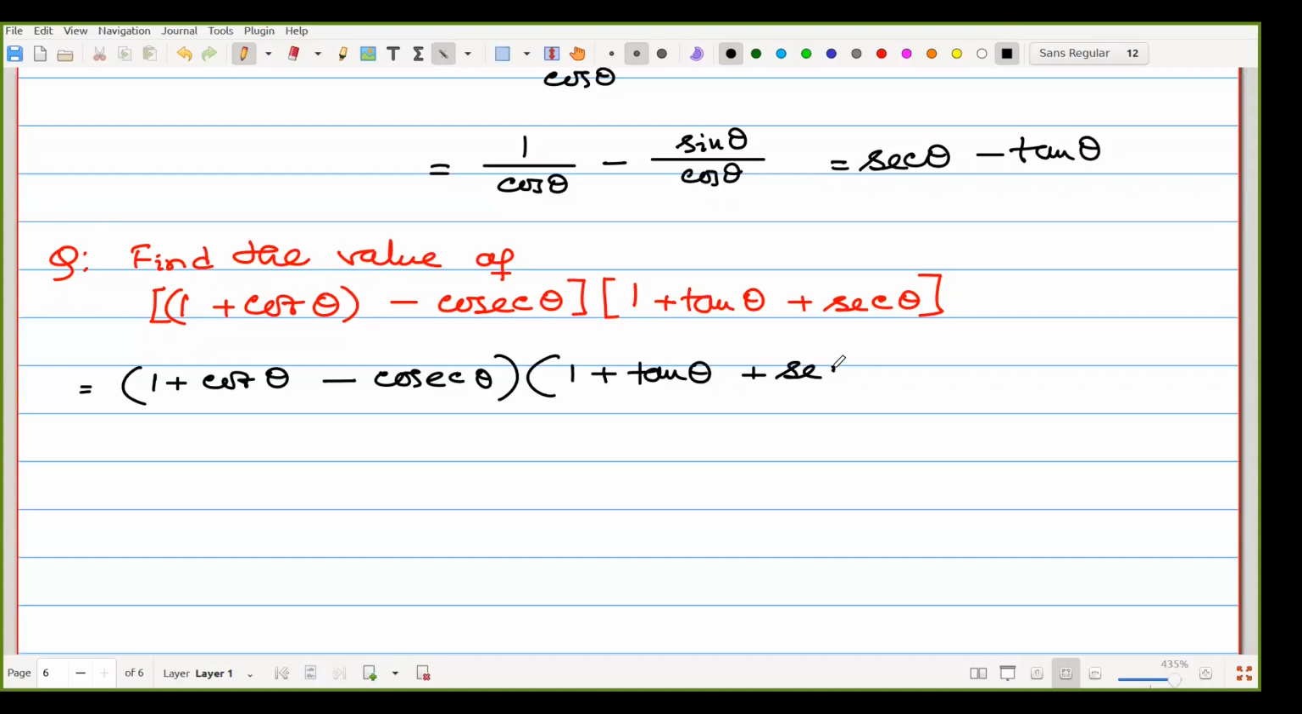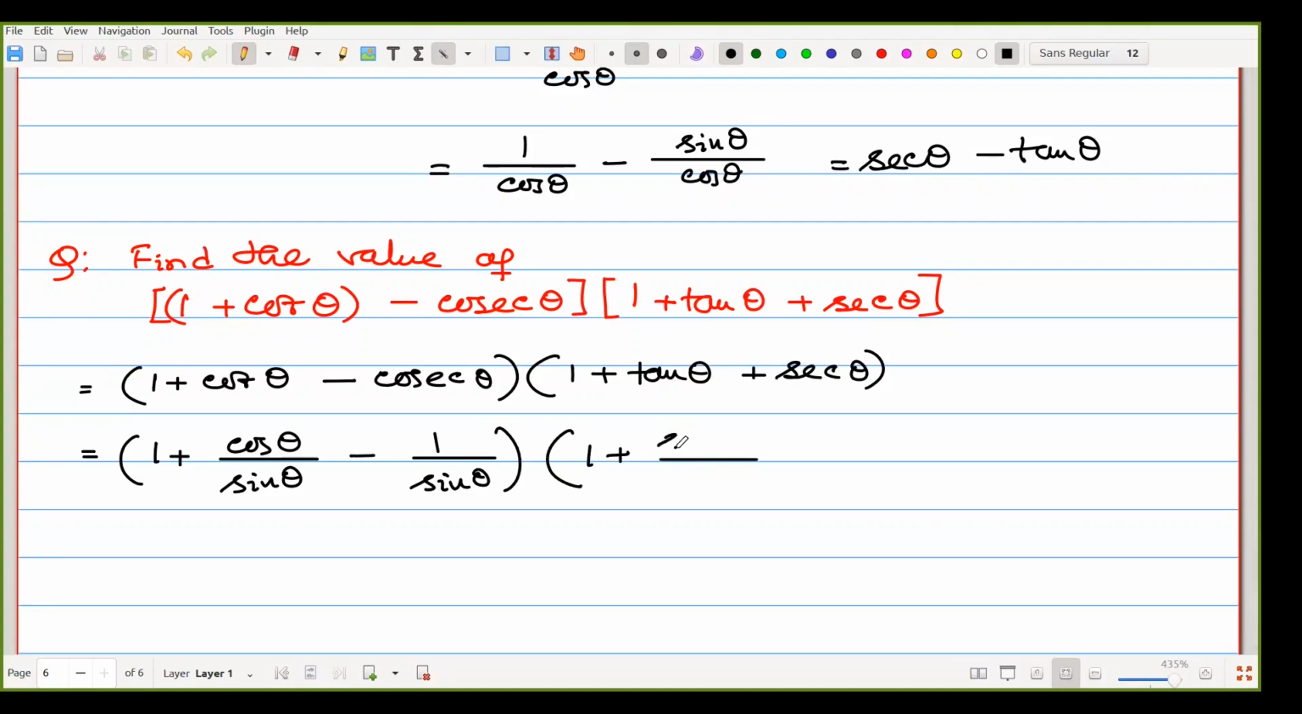plus sec theta. Okay, so cot theta can be written as cos theta divided by sin theta, and cosec theta can be written as 1 by sin theta. tan theta can be written as sin theta divided by cos theta, and sec theta can be written as 1 by cos theta.